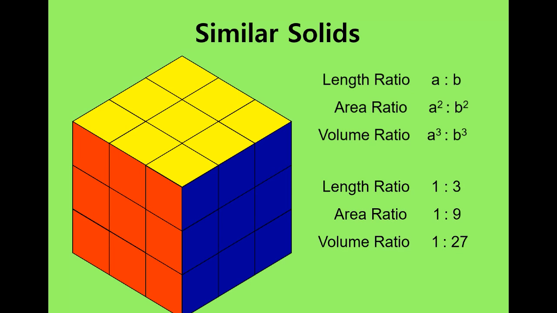Now, by increasing each side of the original cube by 3 times, you now see that the length ratio is 1 to 3, since each edge became tripled. Then, the surface area ratio will be 1 to 9, because each of the faces became 9 times. And the volume ratio will be 1 to 27, since you have 27 smaller cubes altogether: 9 cubes on the top layer, 9 in the middle layer, and 9 more on the bottom layer.